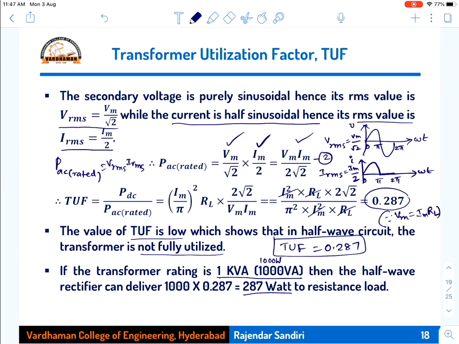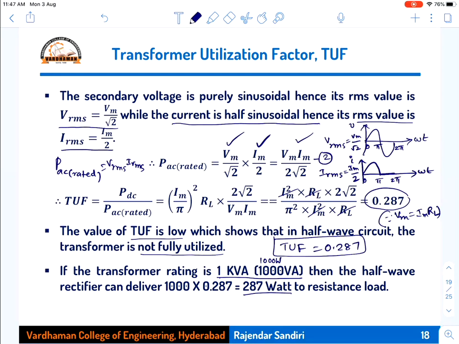But only 287 watt of the DC power is converted to the output. So only 287 watt out of 1000 watt is used in the process of conversion of AC to DC to the resistive load. That means the transformer utilization factor is low. That is also one of the disadvantages. The transformer is not utilized fully. Only 287 watt is utilized in the process of conversion. The other part will be of no use. Therefore, the transformer is not fully utilized in the process of conversion.